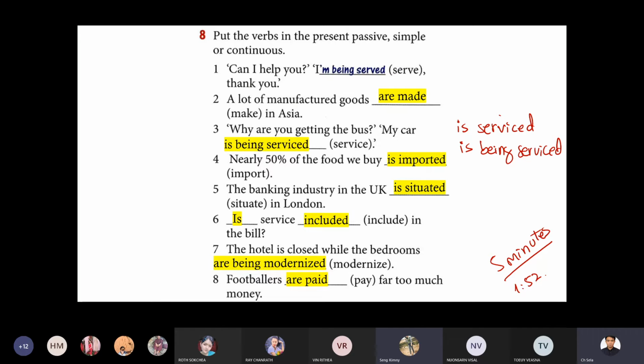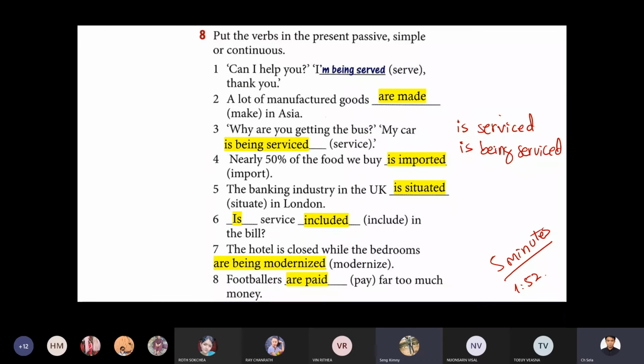One, can I help you? I'm being served. Number two, a lot of manufactured goods are made in Asia. Number three, why are you getting the bus? My car is being serviced. Number four, nearly 50% of the food we buy is imported.